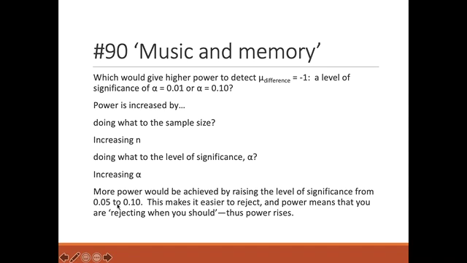So when you raise the level of significance, you're making it easier to reject the null hypothesis. What that means is that p-values of like 6, 7, 8, 9%, even those p-values will now be rejected because alpha has been raised to 10%. Well, if you are making it easier to reject, power means you're rejecting when you should. So if you are doing something that makes it easier to reject the null hypothesis, that means you are increasing the power of your test against this particular alternative. Power is rising.